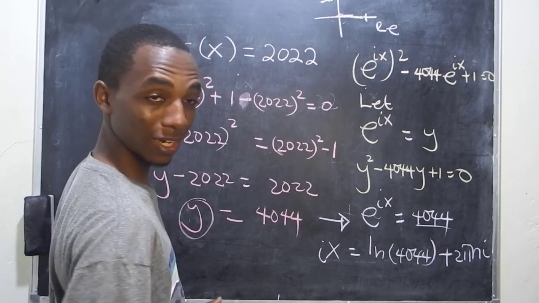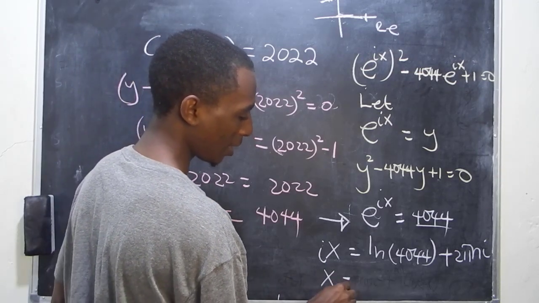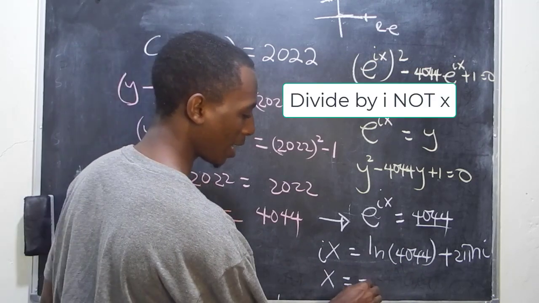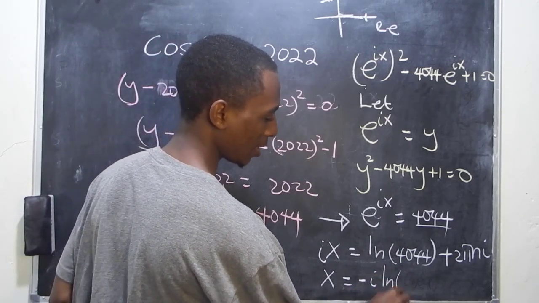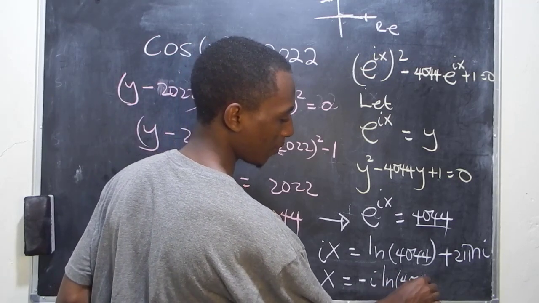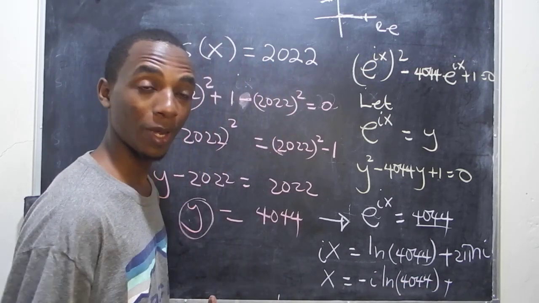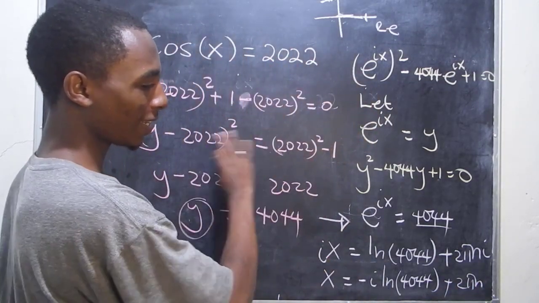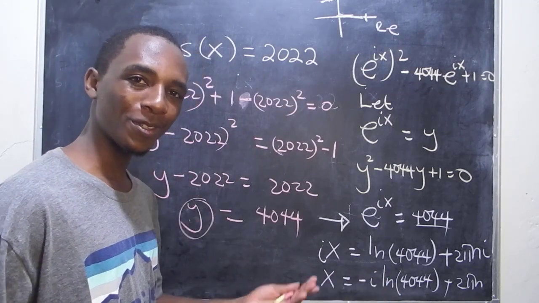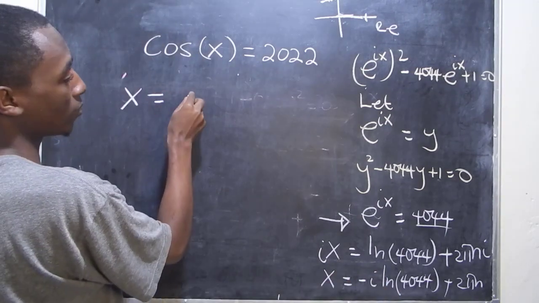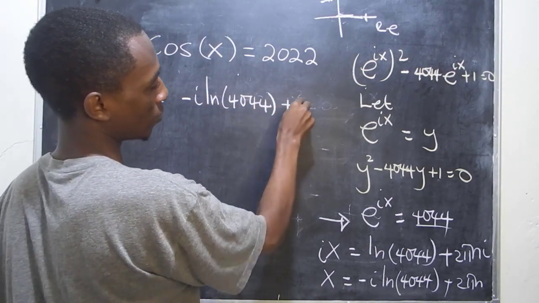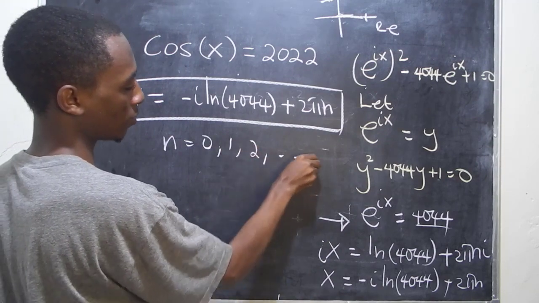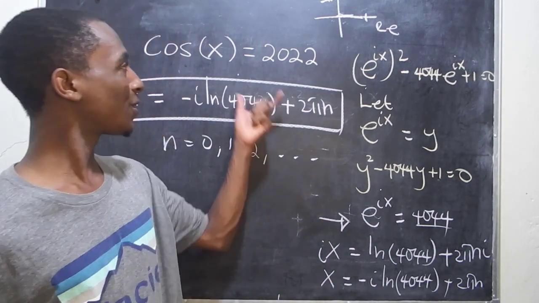And so I can now find x finally. If I just divide by i, that's going to be minus i times the natural log of 4044 plus 2 pi n. Okay, so let me just clear here and write my final solution very well so that you can see it. Okay, so that's the solution to this equation.